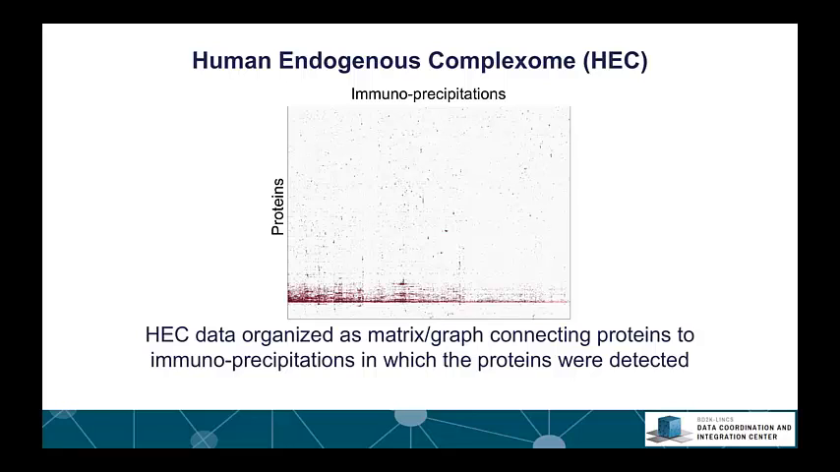Proteins label the rows, immunoprecipitations label the columns, and the colored regions indicate which proteins were detected in which immunoprecipitations. This information is useful for understanding which proteins work together.